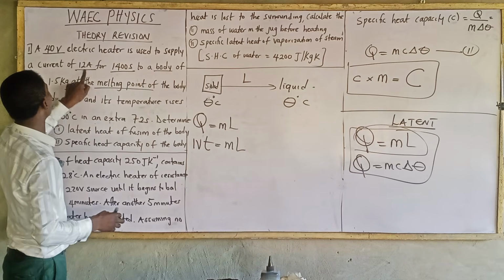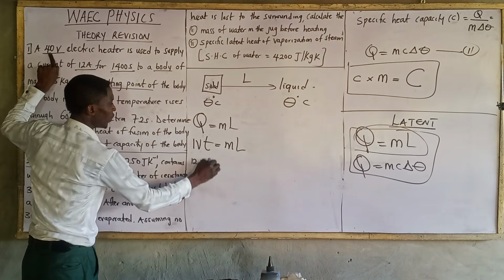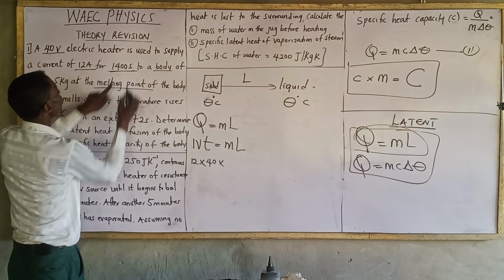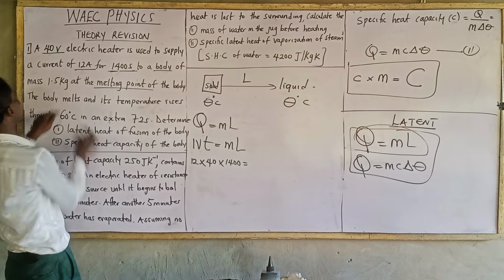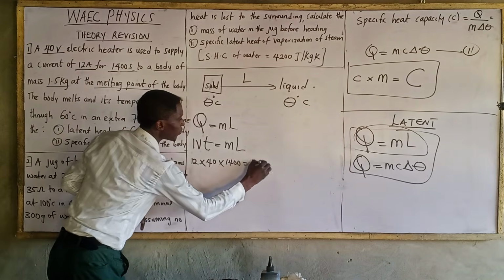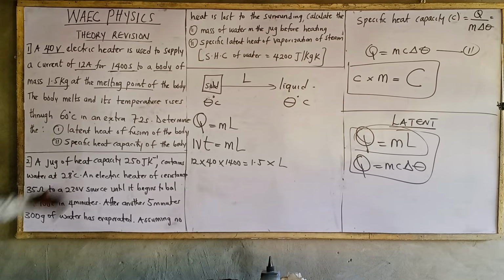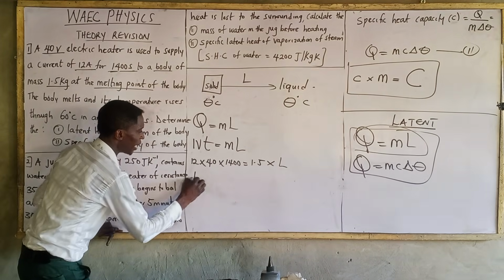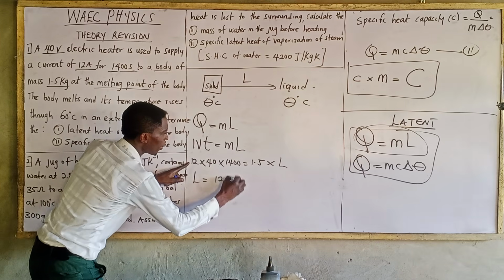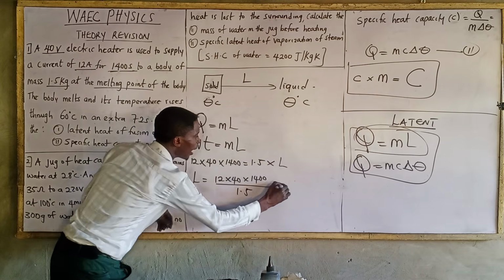Here we're given the current to be 12 amperes, the voltage to be 40, and of course the time through which it melts is 1,400, equal to the mass of the substance that melted, 1.5, multiplied by what we have to find, the latent heat of fusion, L. That's what we have to find here. So moving further, we have L equal to 12 multiplied by 40 multiplied by 1,400, all divided by 1.5.